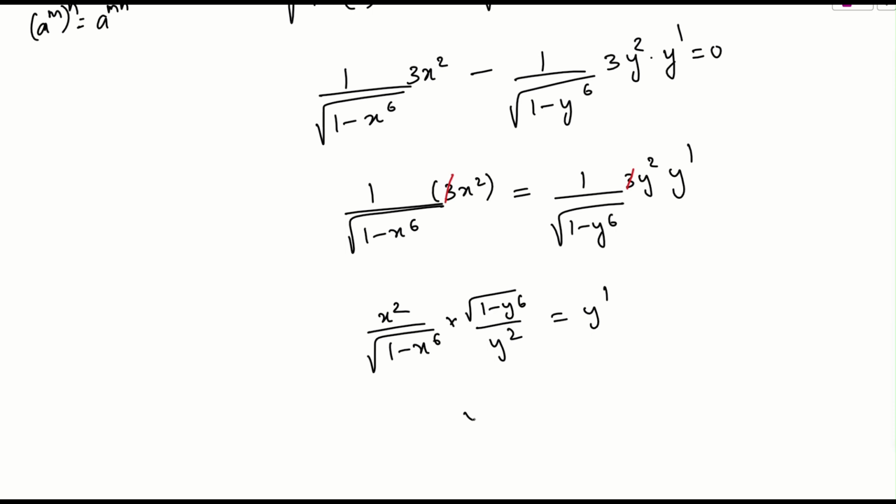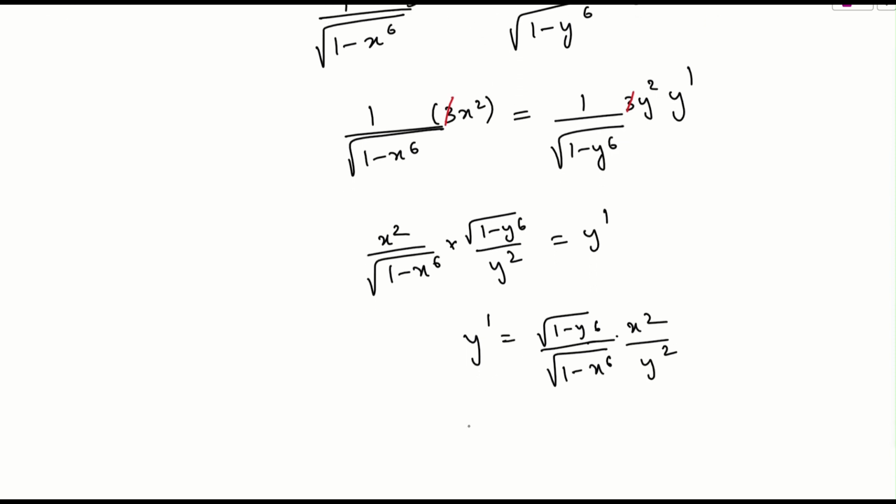Is it okay? Actually, I can rewrite it as root of 1 minus y power 6 by 1 minus x power 6, and if you check the numerator, it is left with x square and y square. Agree? So I can write dy by dx as x square into root of 1 minus y power 6, by y square into root of 1 minus x power 6. Is it okay?